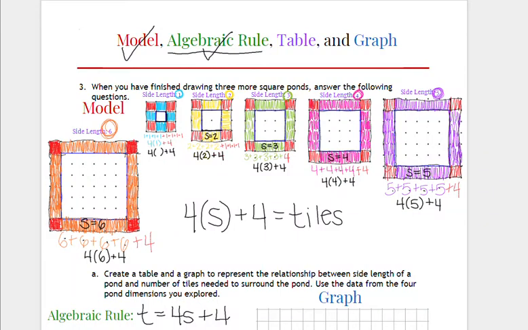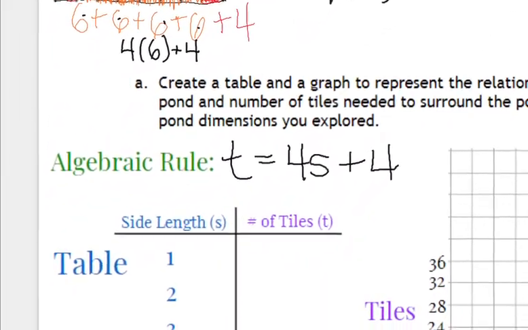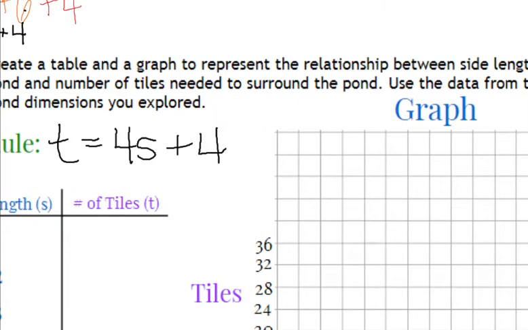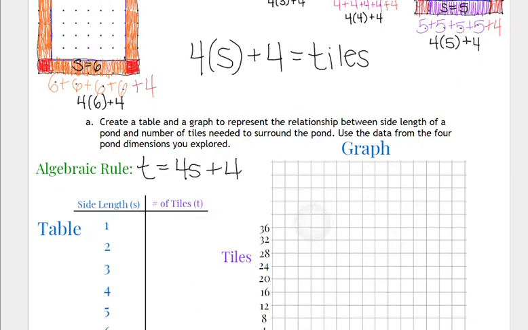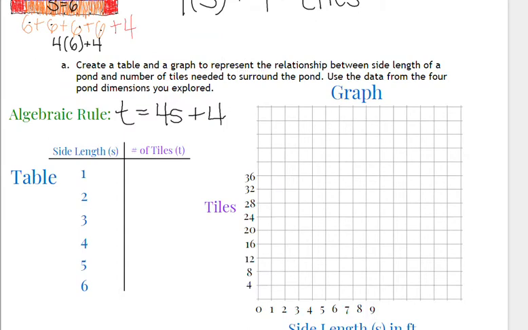Okay, moving on. So we are again on lesson 9 and we're doing multiple representations of a function. So far we've covered the model and the algebraic rule, and now I'm going to show you how to take that algebraic rule and put it into a table. We've got the algebraic rule written down here already, which we just figured out to be the number of tiles is equal to 4 times the side length plus 4. And it took us quite a while to arrive at that, but we're there now.